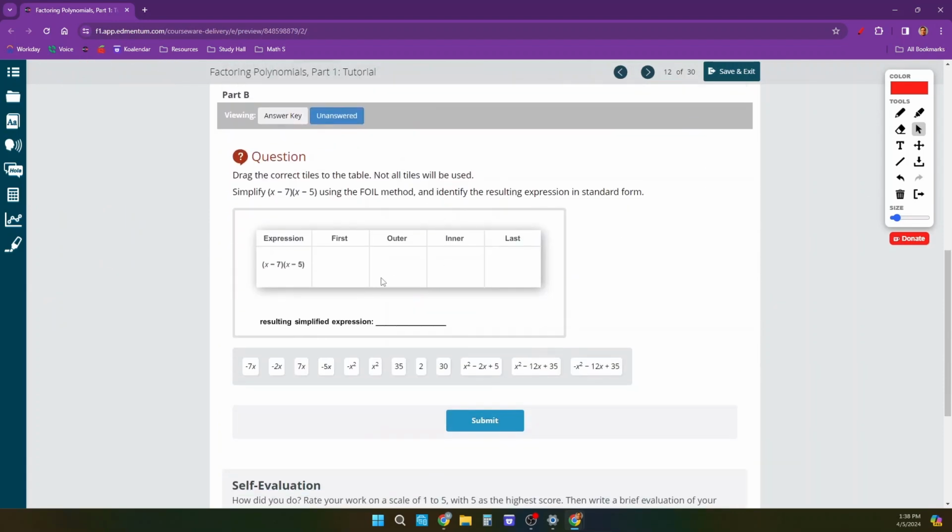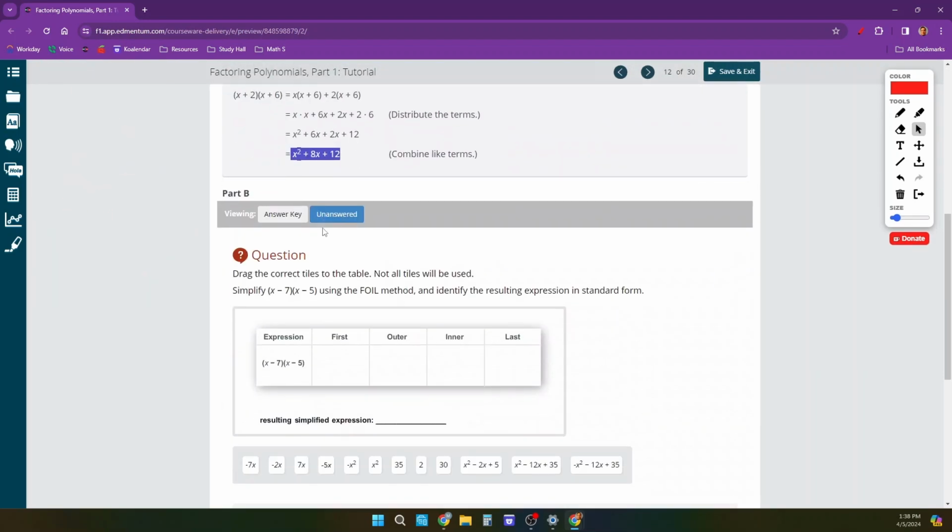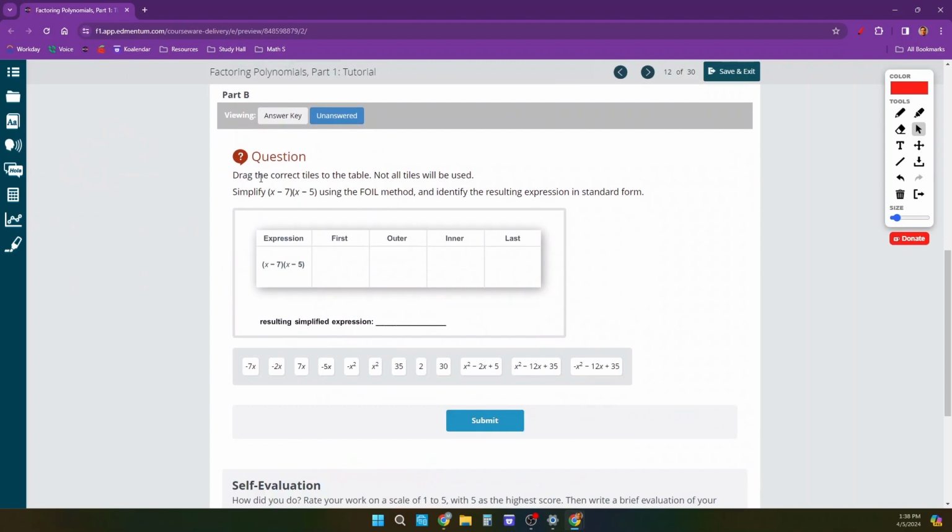So, moving on down here, we're going to see drag the correct tiles onto the table. Not all tiles will be used, and we're supposed to simplify x minus 7 times x minus 5 using the FOIL method. So this is one of those methods that they went over in the last section, but it basically follows what we just did. So let's go ahead and do this one using the FOIL method, which is going to look eerily similar, I promise. But let's set up our side work over here. So we have x minus 7 times x minus 5.